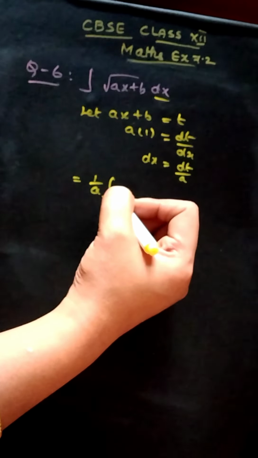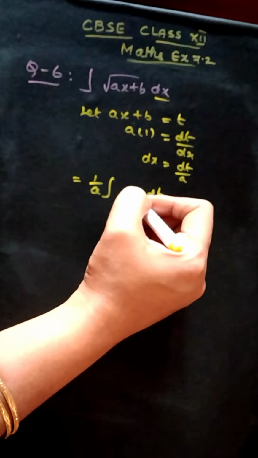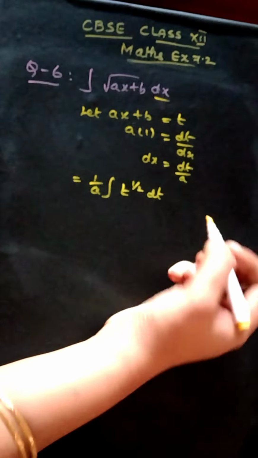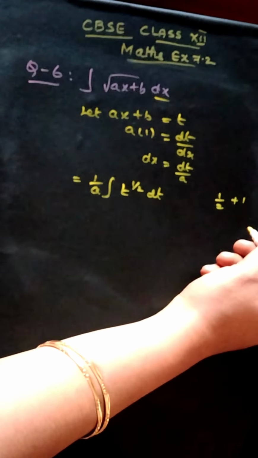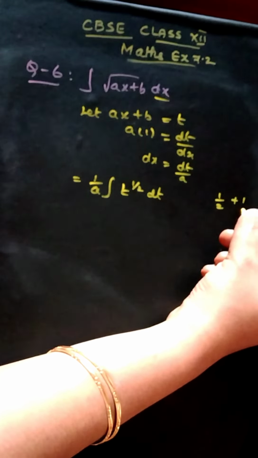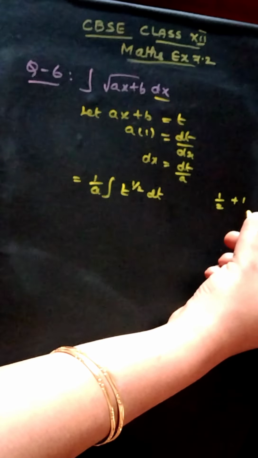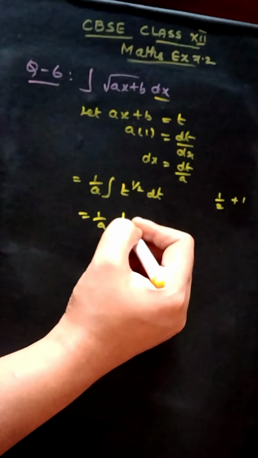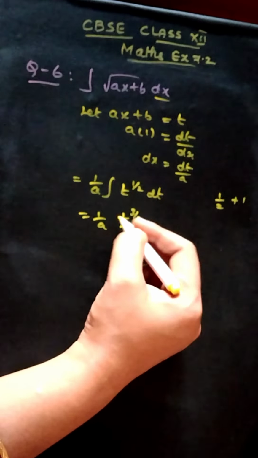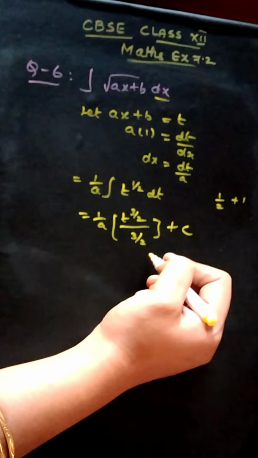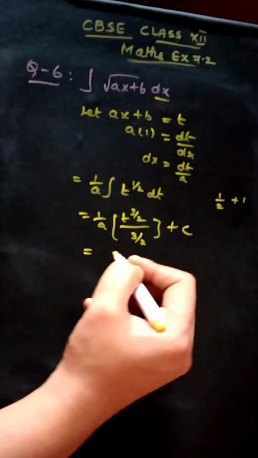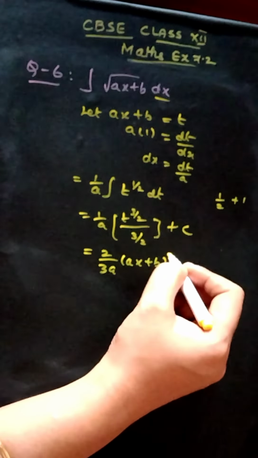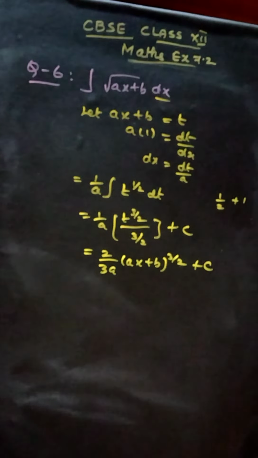A is constant, I am writing outside of the integral, and ax plus b as t, root t, I am writing it as t power half. For integration, we add plus 1. So half plus 1, these things you do in the rough. For sure, we will be missing the calculations here. Calculate properly and write. When we take the LCM, it will be 3 by 2. So 1 by a, t power 3 by 2, the whole by 3 by 2. As we have the fraction in the denominator, we write it as the reciprocal. So 2 by 3a, in place of t it is ax plus b, the whole power 3 by 2 plus c. This is the final answer.